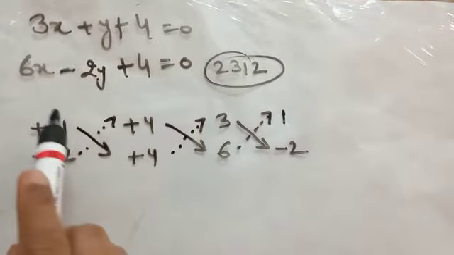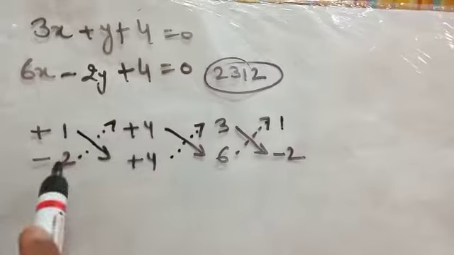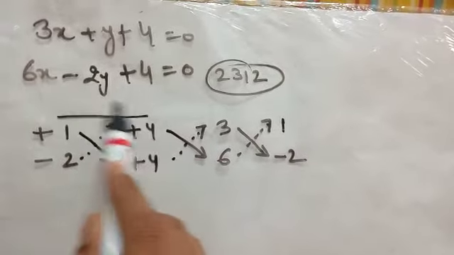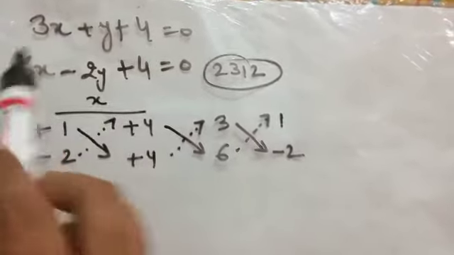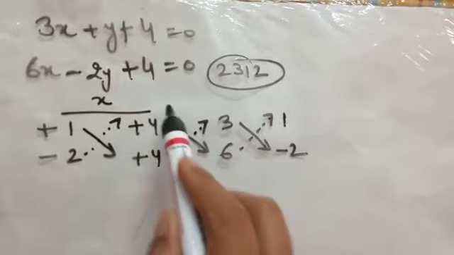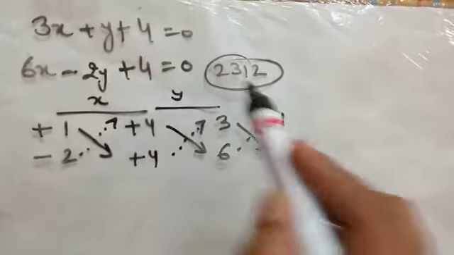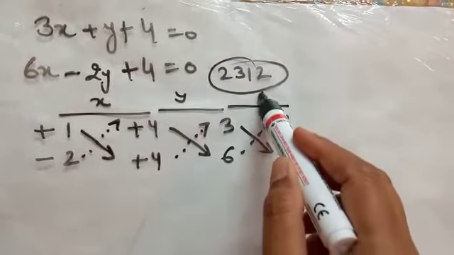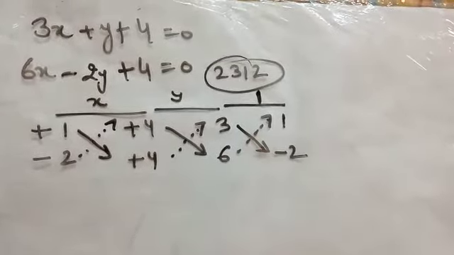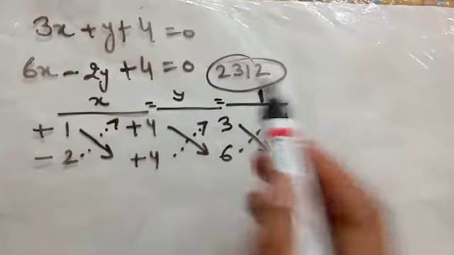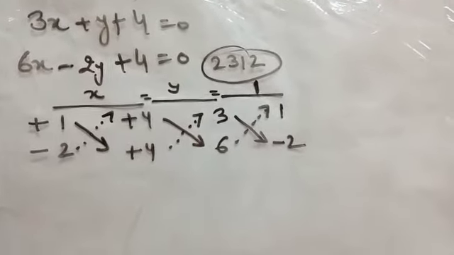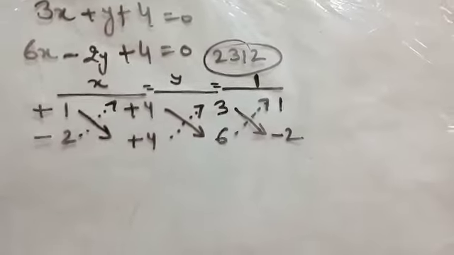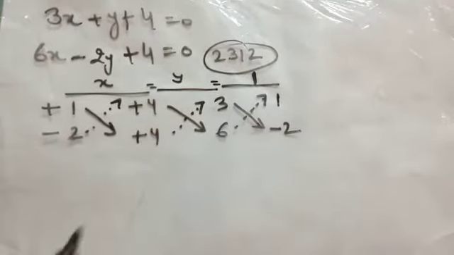Now I am writing the variables in between the numbers. In between the first and second number, the first variable is x. In between the second and third number, I am writing y, and in between the third and fourth number, I am writing the constant, and that has to be 1 always. And in between we have the equal to symbol. So this is just a method to learn how to get the answer using the cross multiplication method.